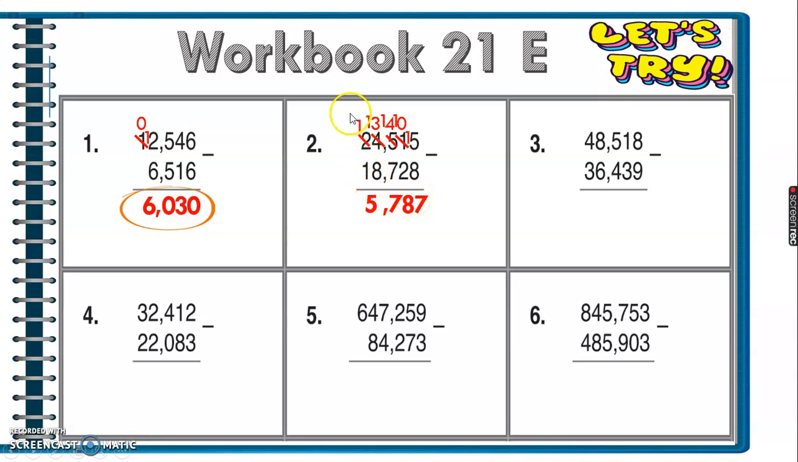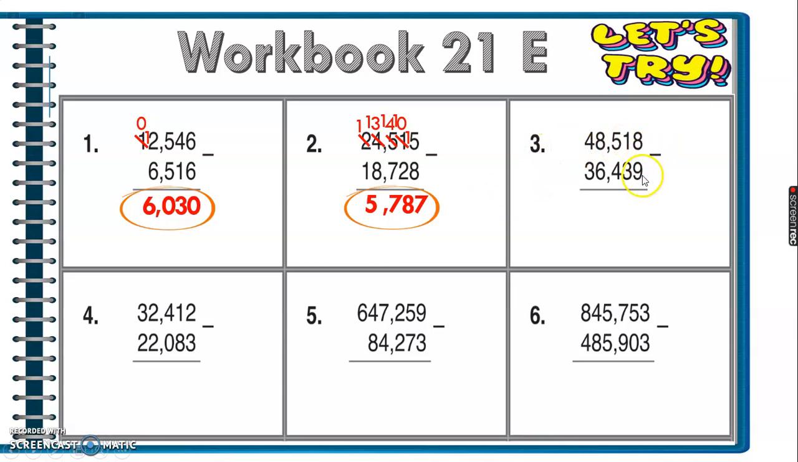1 minus 1 is equal to 0. So no need to write it, okay? Number 2, we have the answer 5,787. So next, number 3.